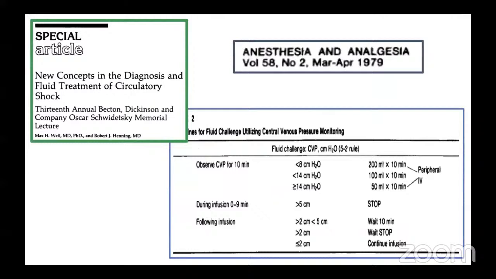So what do we do? We can challenge the cardiovascular system by infusing fluid to see how the central venous pressure behaves, and that is called the fluid challenge test. It was first described in 1979 by Weil and Henning. So measure the baseline CVP, look at the value, and depending on the value of the CVP, infuse a colloid in a peripheral vein and look at what happens to the central venous pressure during infusion and at the end of the infusion.